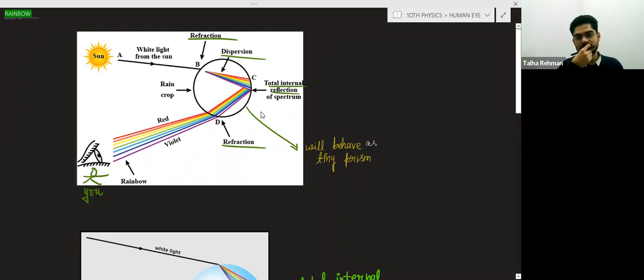Write all the things. At this point, there is a refraction. This is the dispersion. At point C, there is total internal reflection of the spectrum. At point D, again there is refraction. Why? Because this time the light is moving from denser to rarer medium, and this is the observer. It can be you, it can be any other person.